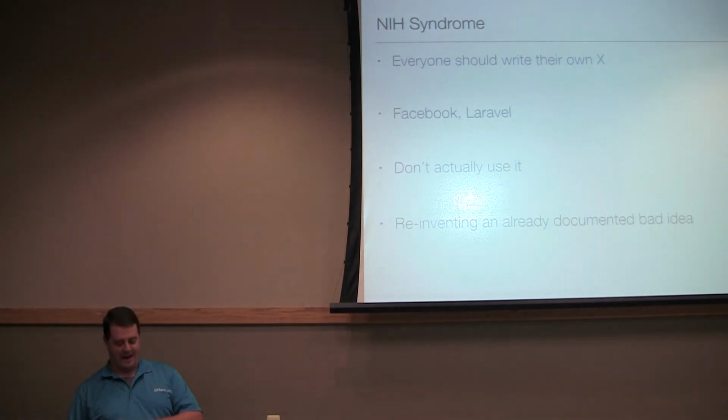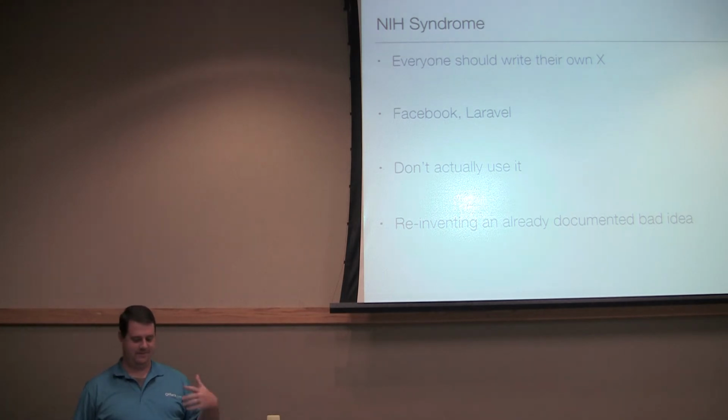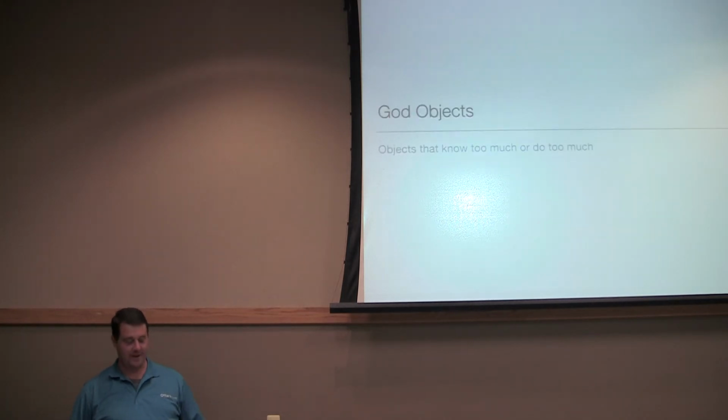So let's talk about actual anti-patterns. I've got a handful here that we'll go through just to evaluate. God objects: objects that know too much or do too much. I'm going to focus mostly on objects that know too much.